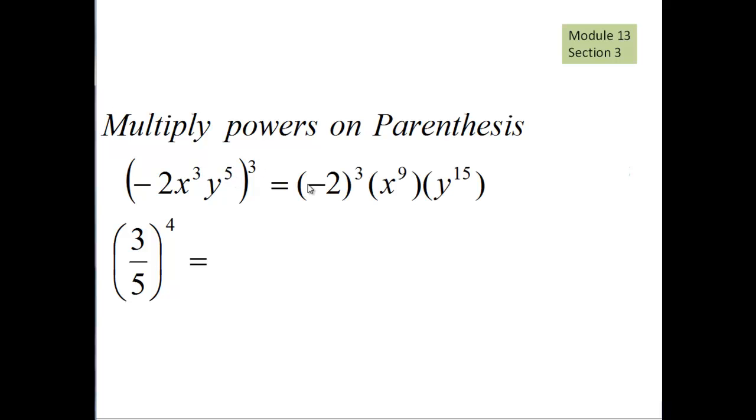If there's parentheses, this 3 gets to the 1 power here, the 3 power, and the 5 power, so it's negative 2 to the third. x to the 3 times 3 is 9. y to the 5 times 3 is 15. 2 cubed is 8, so it's negative 8 x to the 9th, y to the 15th.